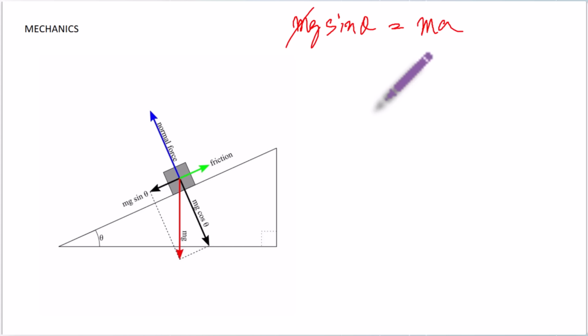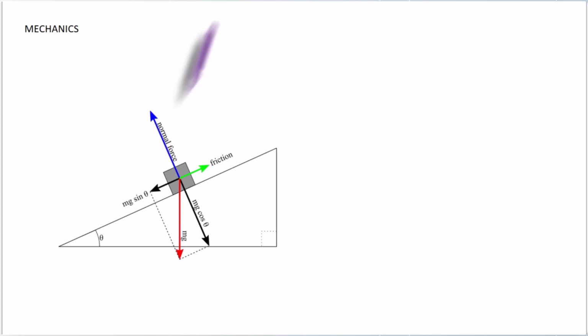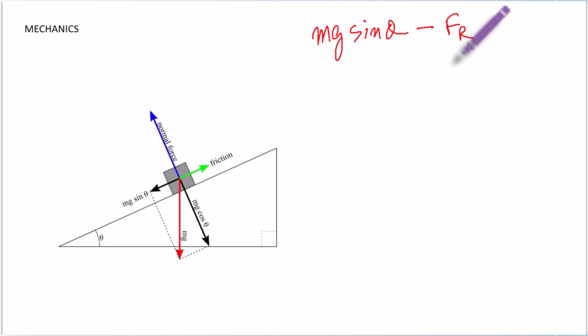But if you bring in friction, then the whole dynamic changes. Then mg sine theta, as in the component of weight down the plane, because this is the only force that is in the direction of the motion, minus this is the other force in the opposite direction of the motion, friction. Let's call this Fr. And now this is the resultant force, that is ma. So I hope you have figured out the two scenarios, with friction and without friction.